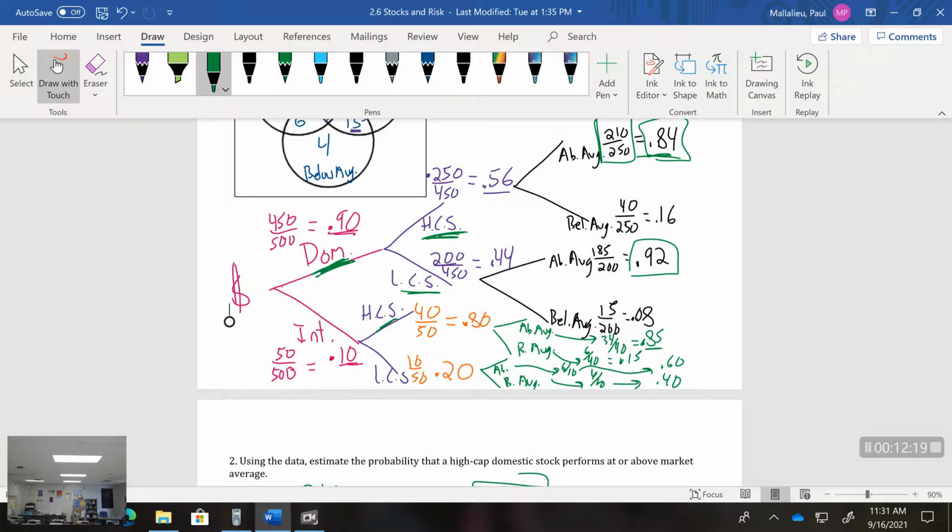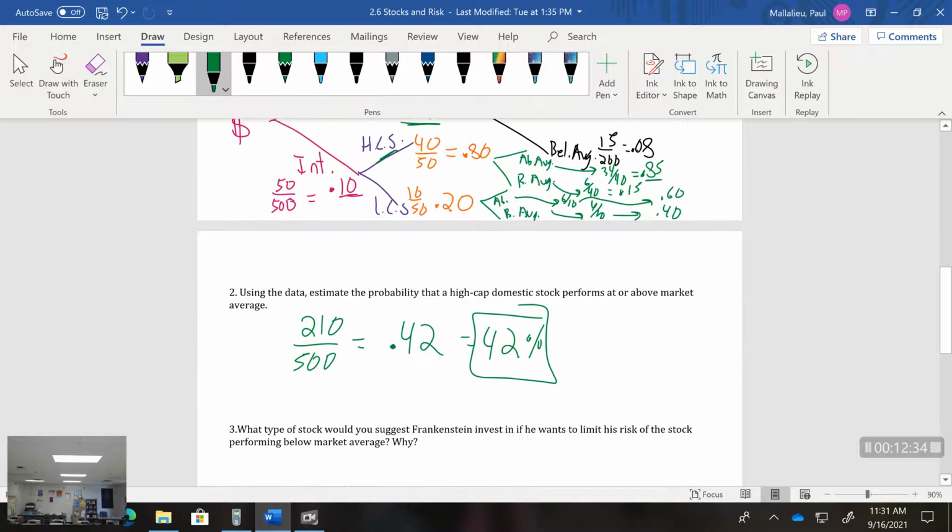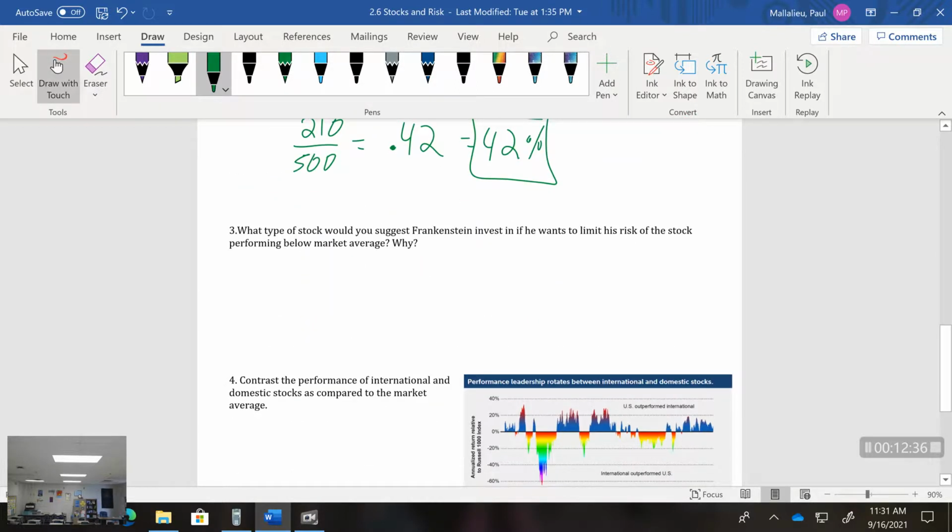But I would say that the smallest likelihood of being below average, or you could say the highest likelihood of doing well, would be your domestic low cap stocks according to this. So you can kind of share your own opinion on, but it should probably be one of those 3 options.